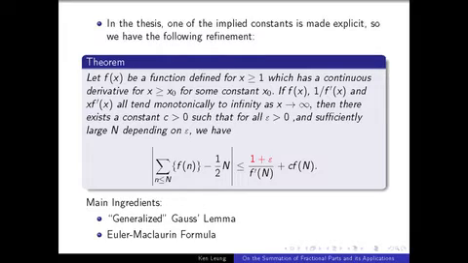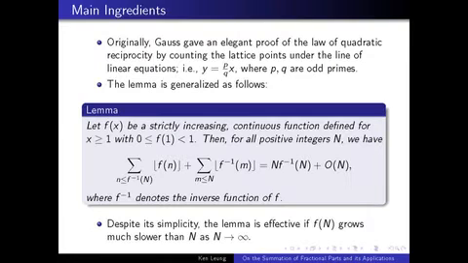There are two main ingredients in proving this theorem. The first is a lemma. For convenience, I shall call it the generalized Gauss lemma. And the second one is the Euler-Maclaurin formula. Originally, Gauss gave an elegant proof of the law of quadratic reciprocity by counting the lattice points under the line of equation y equals p over q x, where p and q are odd primes. So I'm inspired by his lemma and generalized it as follows.